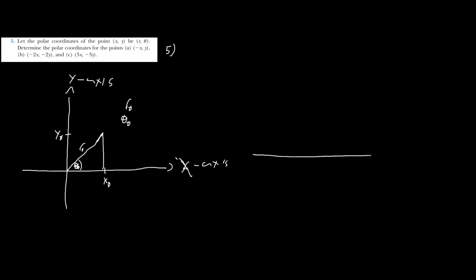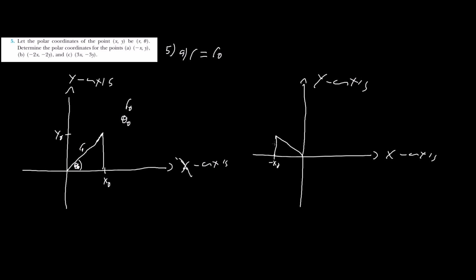Let's redraw the x-axis. So this is going to be the x-axis, and this is going to be the y-axis. So the question is asking to determine the polar coordinates, in other words, r equals something, which I'm just going to call r naught, since you can already tell that this is going to be negative x naught, and a positive y naught value.